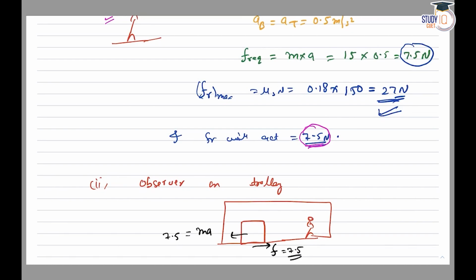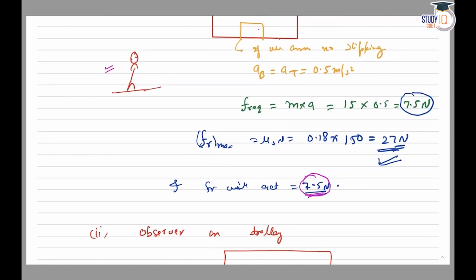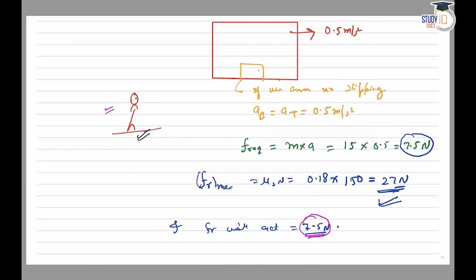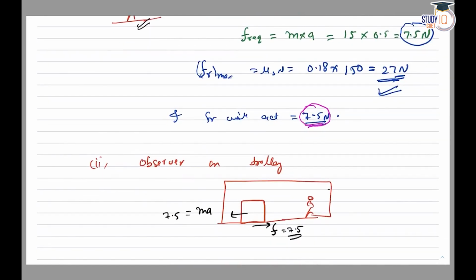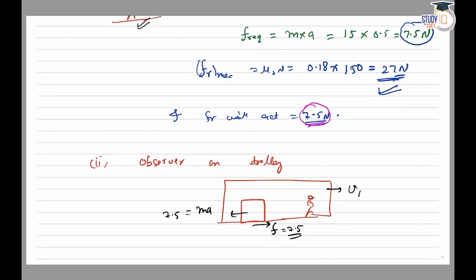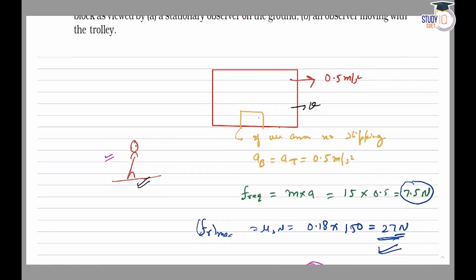So he says the block is at rest, and the person on ground says that the block is moving with velocity of truck. If the velocity of truck is v, then the block velocity is also v. Now if the truck is moving with velocity v1, for an observer sitting inside the trolley, the observer says the block is at rest. So in this there is no effect of velocity of truck, but with respect to ground, the velocity of truck has effect.